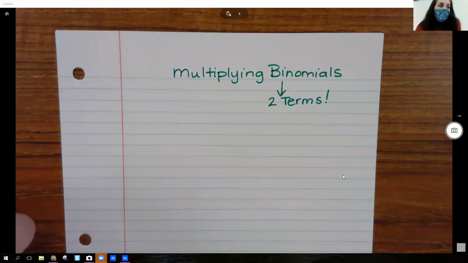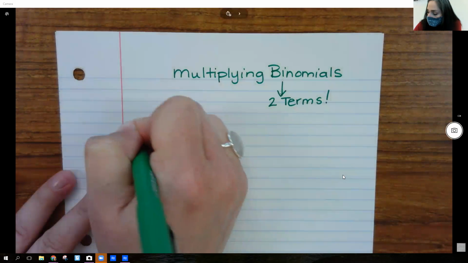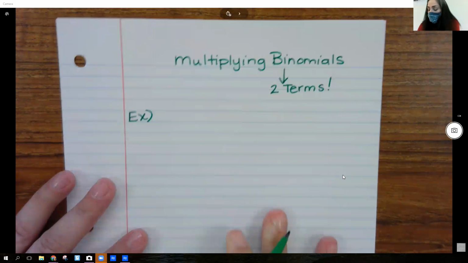So we'll be using a lot of the distributive property. I'm going to show you how to either just distribute or FOIL. And there's another method that I also really like called a box method. They talk about all these methods in the Edpuzzle that you have for today as well. So let's just start with an example, okay?